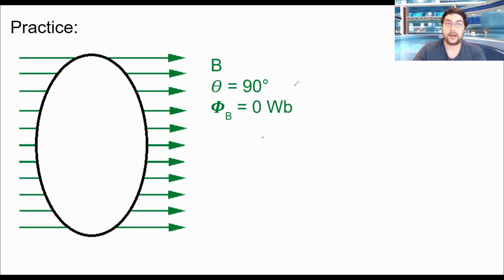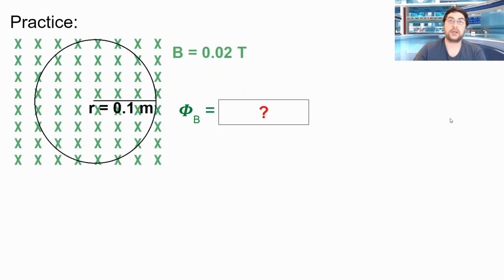Okay, let's do another one. All right, so in this situation, our magnetic field lines are passing through into the screen. So from your perspective, here are the magnetic field lines, and they're going through the iron ring in this orientation, okay? The magnetic field strength is 0.02 Tesla, and the radius is r equal to 0.1 meters. We're trying to figure out what the magnetic flux is going to be.